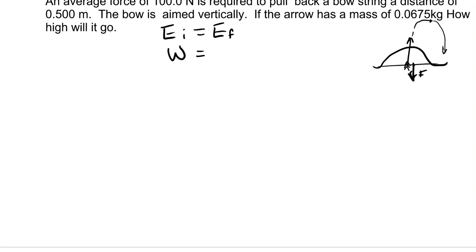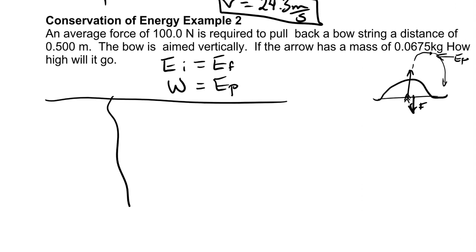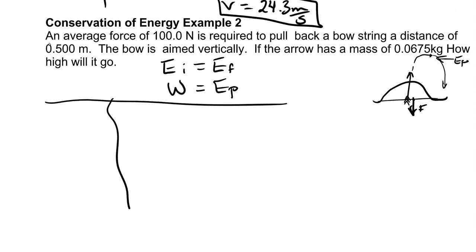How high will it go? That's up here. That's potential energy. So work is equal to the potential energy. The energy we give the arrow will be the energy it has at the top of its flight. That's the idea. Okay, so I'm going to do some squiggly lines here, and we're going to do this explicitly.